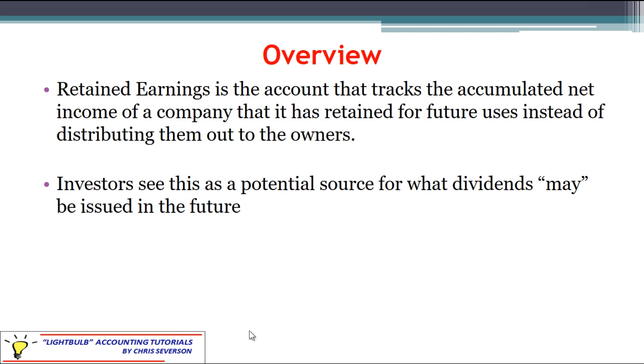Retained earnings is the account that tracks all the net income this company has ever had over its life, less any amount of dividends that it's paid out. So in other words, it's the retained earnings versus the distributed earnings. How much of the earnings have you retained in the company for future uses? It could be for buying more equipment, expanding, whatever those future uses are. This is the earning amount that you've retained.